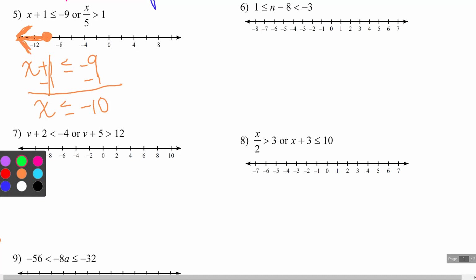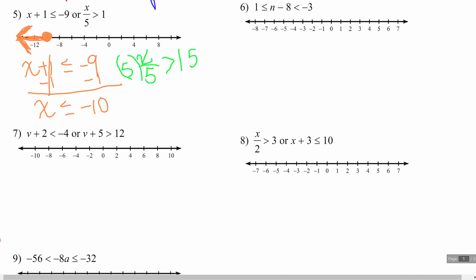Now I'm going to do the second part of this inequality, where we have x divided by 5 is greater than 1. So since x is being divided by 5, I need to multiply both sides of the inequality by 5. Here they cancel, so we have x is greater than 1 times 5, which is 5.